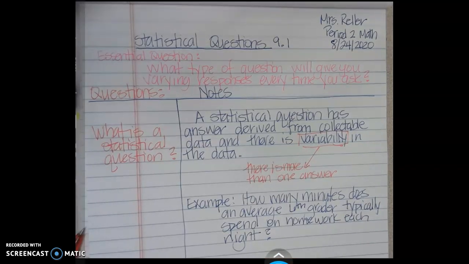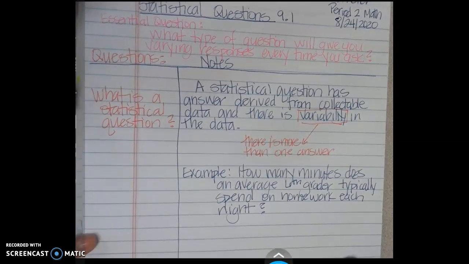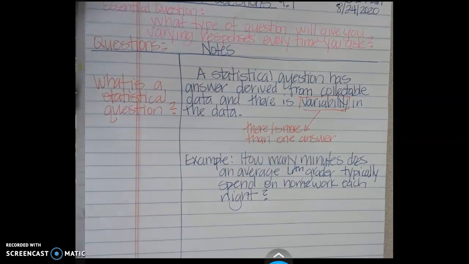So maybe Joey says he spends 30 minutes. Maybe Jasleen says she spends 13 minutes on homework a night. Maybe another kid named Sam spends 2 hours on homework. Every kid is different, so it's just going to differ. So that would make it a statistical question.